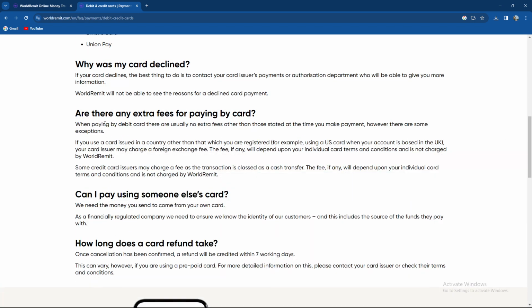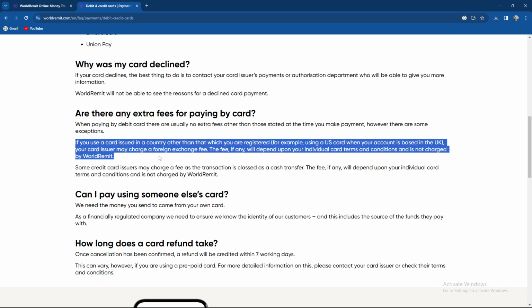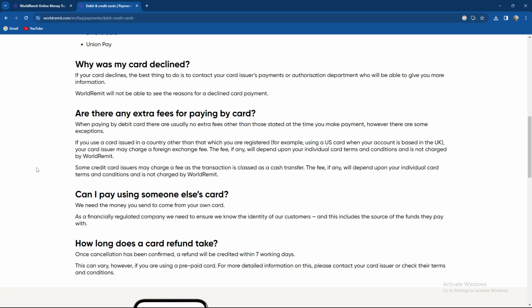So are there any extra fees for paying by card? When paying by debit card, there are usually no extra fees other than those stated at the time of the payment. However, there are some exceptions. If you use a card issued in a country other than the one you're registered in, your card issuer may charge a foreign exchange fee.